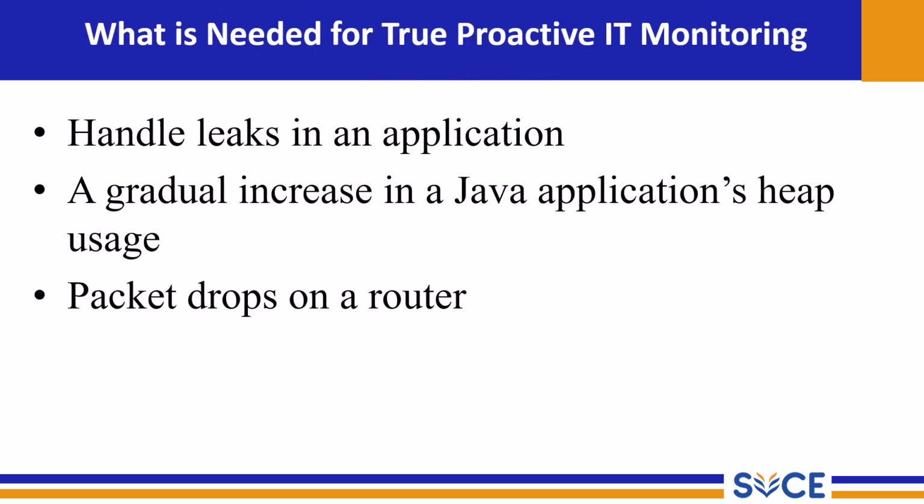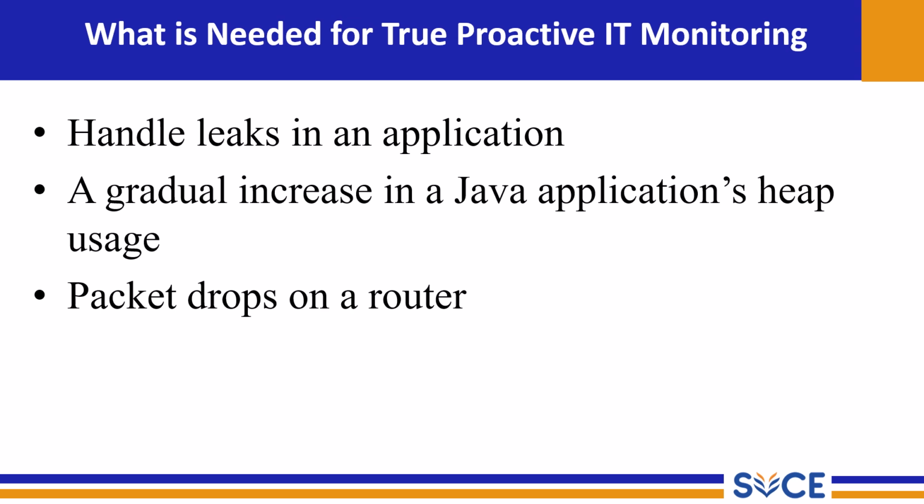Next topic is what is needed for true proactive IT monitoring. Metrics like service availability and response time are important for assessing the performance versus the service level agreement. However, they do not provide proactive indicators of a problem.